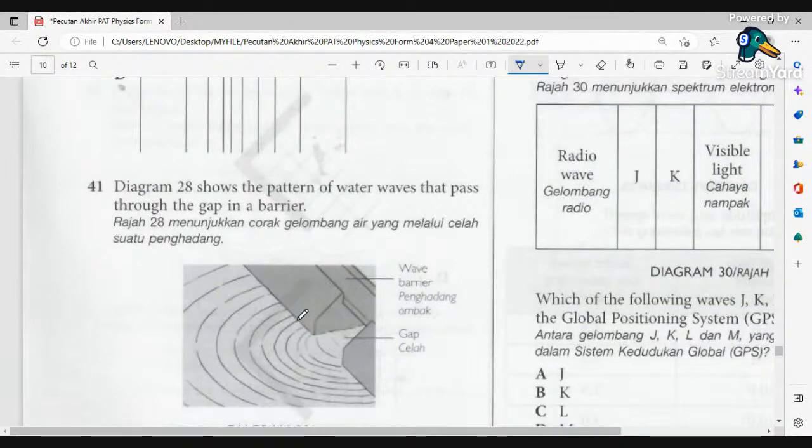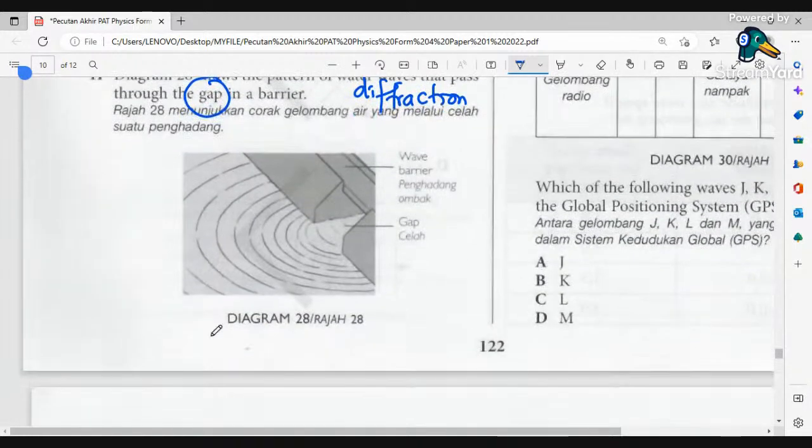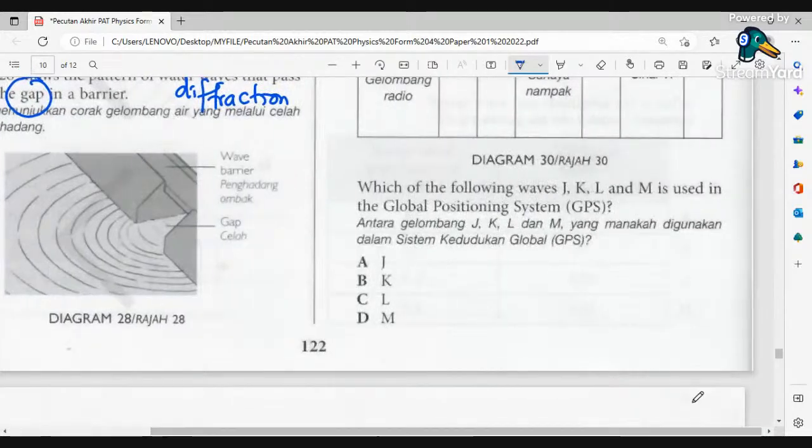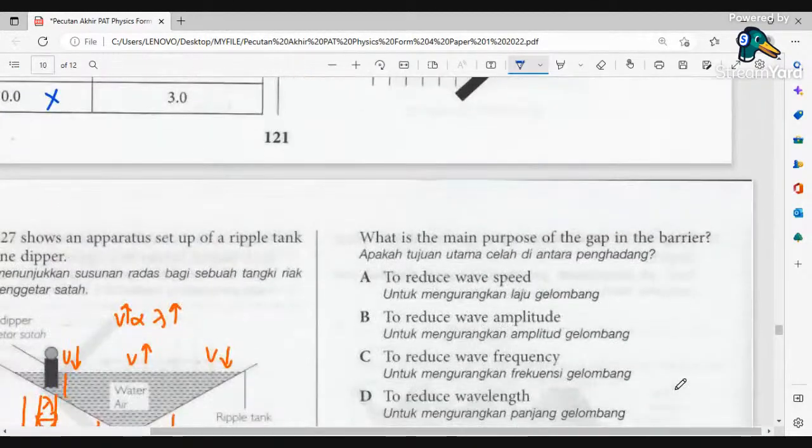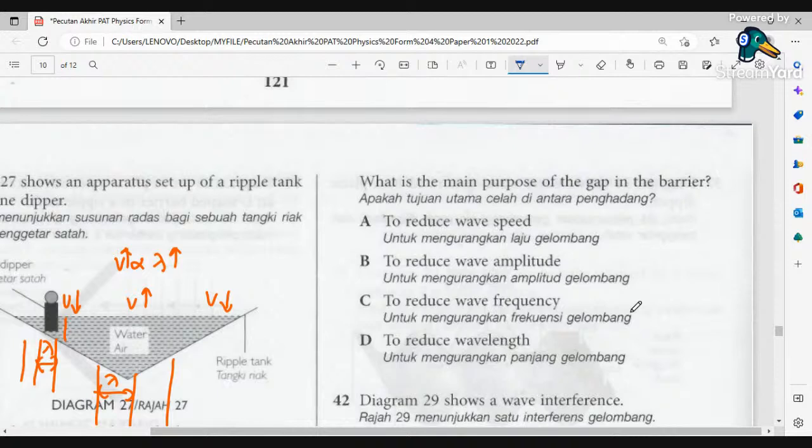Okay, number 41. Water wave passes through a gap. Okay, kalau wave passes through a gap macam ni, kita panggil ialah diffraction. Diffract, pembelauan. Wave spread out. Okay, mana soalan? What is the main purpose of gap in the barrier? Okay, for diffraction, guna formula v equals f lambda. v, f and lambda no change. Semuanya tak ada ubah. Jadi yang pertama ni tak ada, yang ni pun tak ada, ini pun tak ada.